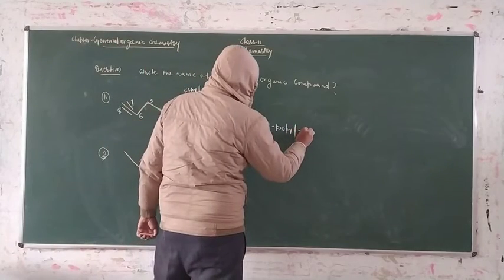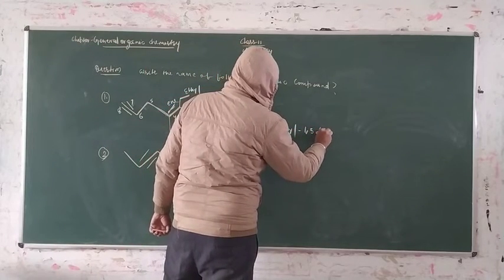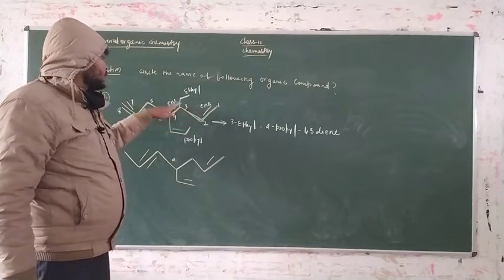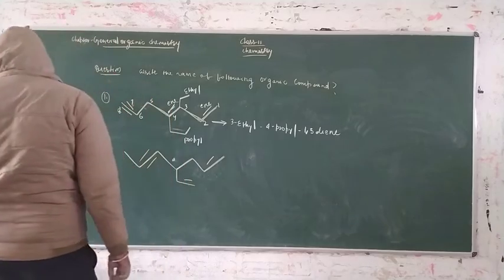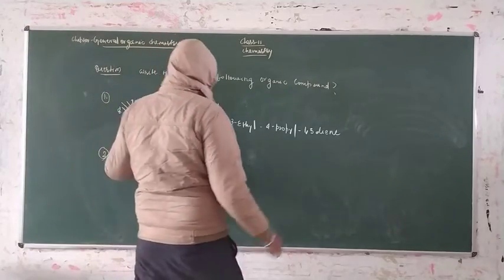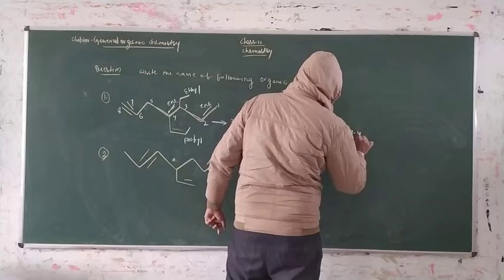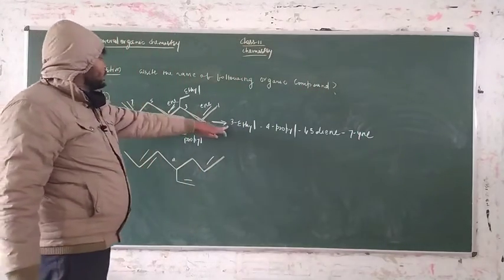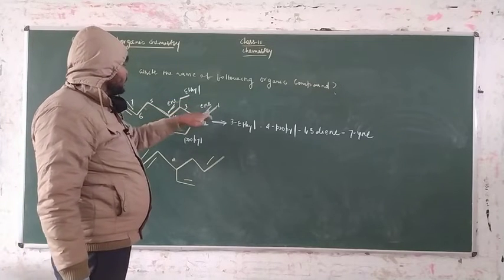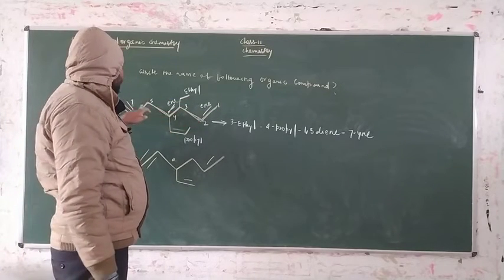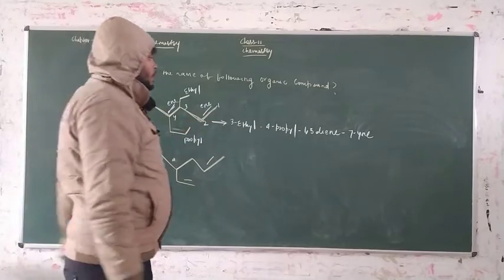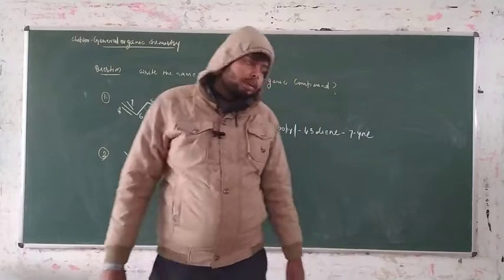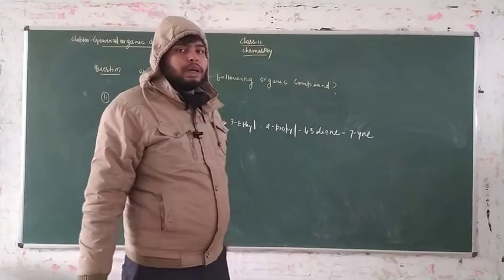That means you have to write 1,3-diene. That means both double bonds are considered in terms of this. 1,3-diene is here, and we have to write the structure of the bonding. This is 7-yne. The naming of this compound is completed: 3-ethyl, 4-methyl, 1,3-diene, 7-yne. For the double bond we write the prefix ene, and for the triple bond the suffix yne.